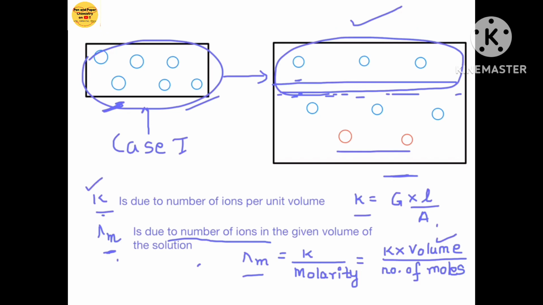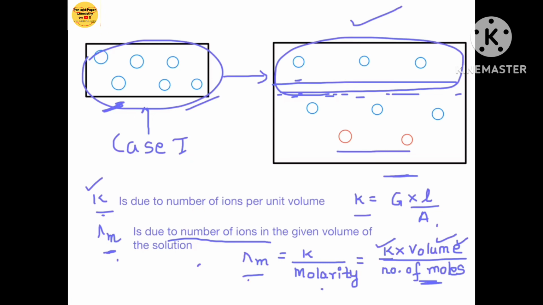See from the formula as well, molar conductivity is kappa divided by molarity. Molarity is number of moles divided by volume, right? Now kappa is decreasing, yes, but if you notice, volume is increasing many-fold. So the decrease in kappa, or conductivity, is compensated by the increase in the volume of the solution, right?